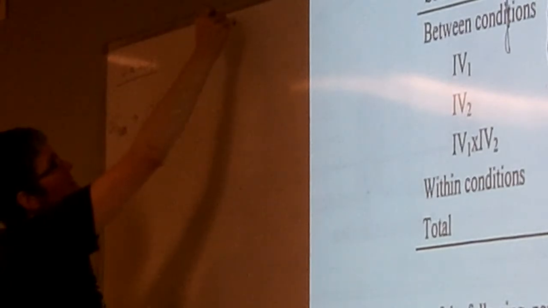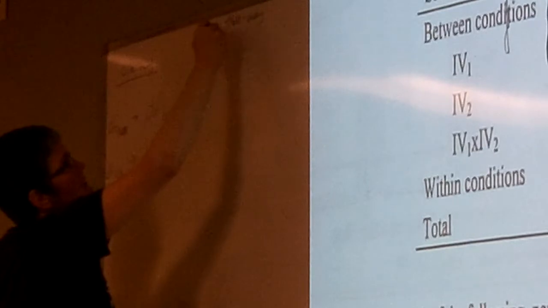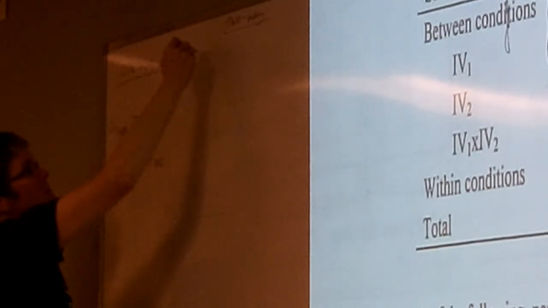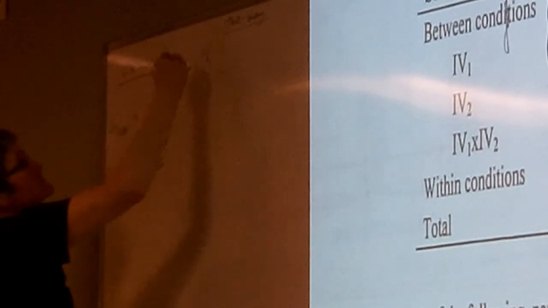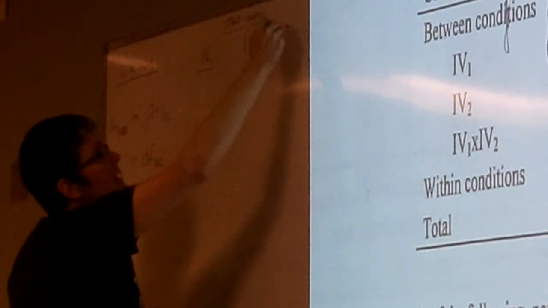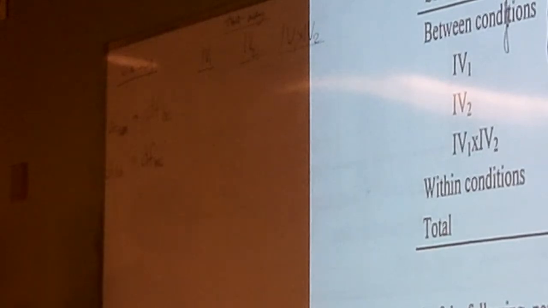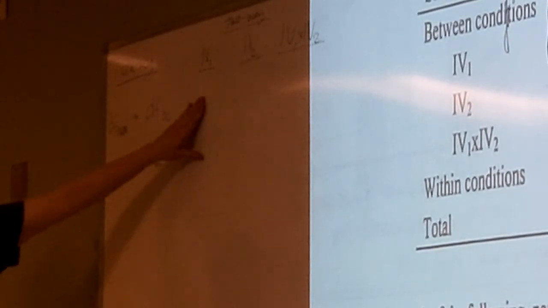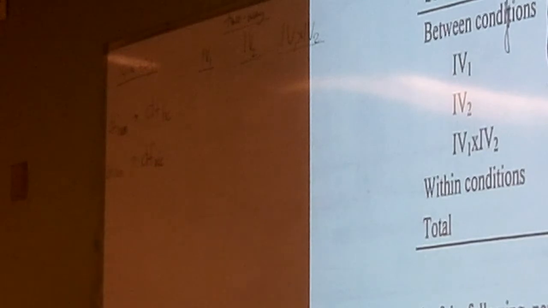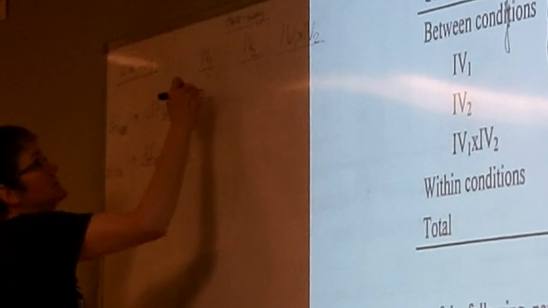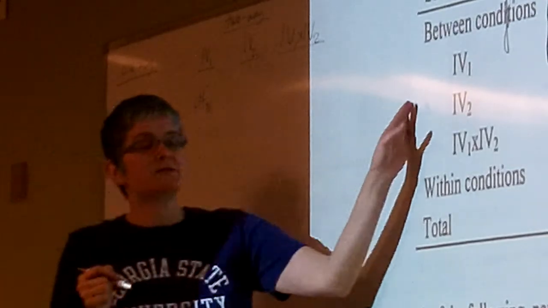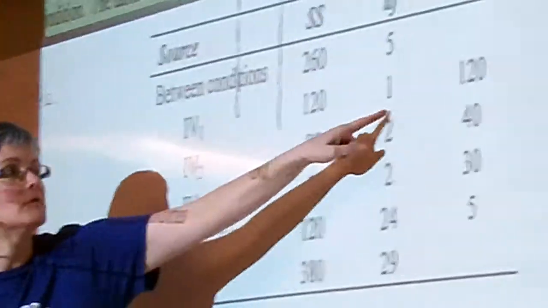Now, if I'm doing a two-way between subjects, I need to do one for IV1, one for IV2, and one for the interaction. Okay, I've got to look up an F critical for all of those. So what degrees of freedom am I going to use to look up F critical for IV1? Tell me the name first. I'm not going to use degrees of freedom between conditions. What am I going to use? Degrees of freedom IV1. Yeah, the degrees of freedom for IV1. Which would be what on this chart? One. This value right here.